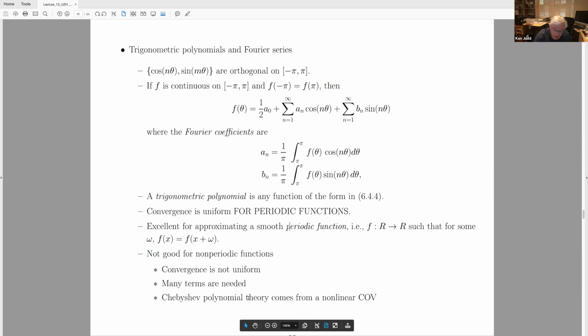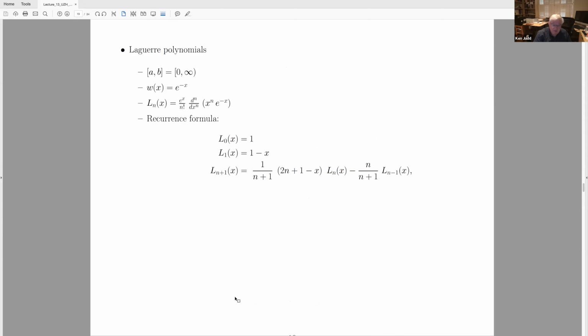However, it's the strengths of Fourier analysis that are behind Chebyshev polynomial theory. Now, why is that? We'll go back to the definition of Chebyshev.